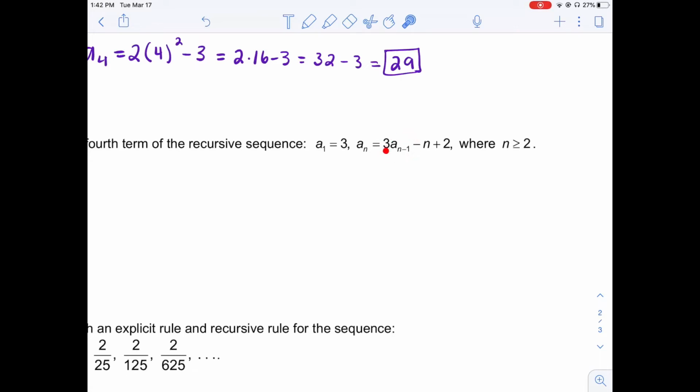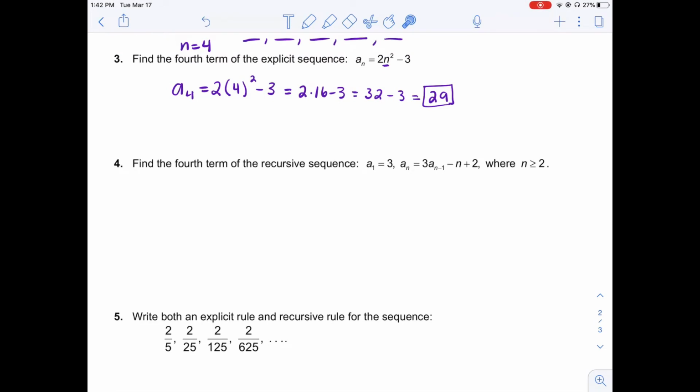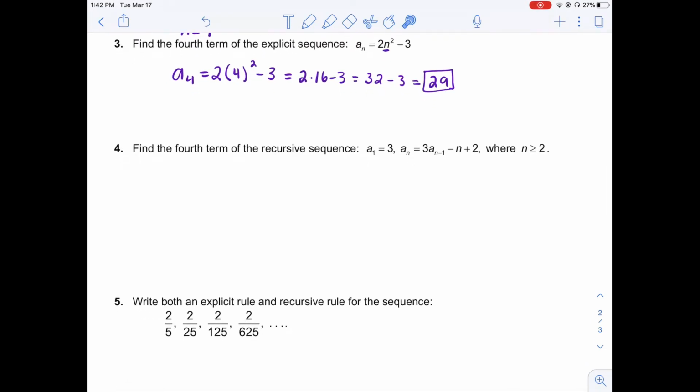Let's break that down real quick. This a_(n-1) all that means is the term right before it. So if we're looking for the 100th term, we would need to do 3 times the 99th term, and then minus n, which just means the number term you're on. So if I'm on the 100th term, it'd be minus 100 plus 2. Here's the challenge with recursive sequences. In order to find the fourth term, I need to know what the third term was. We have to trace our way back to the beginning.